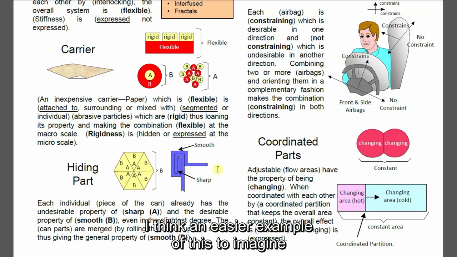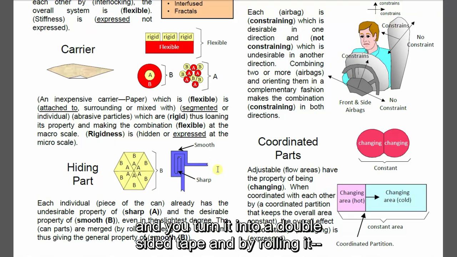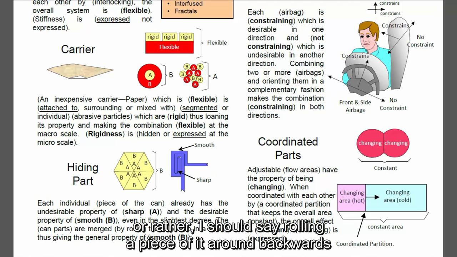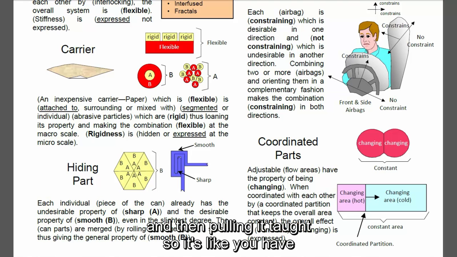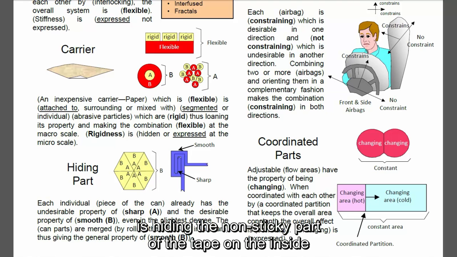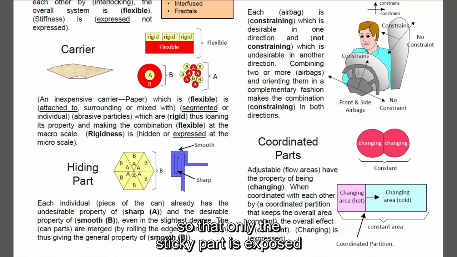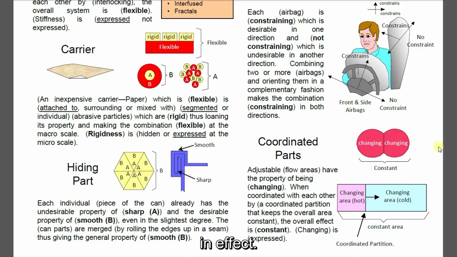I think an easier example of this to imagine is when you take a piece of Scotch tape and you turn it into double-sided tape by rolling it, or rather I should say rolling a piece of it around backwards and then taping it to the back side of the other end and then pulling it taut so that it's like you have a strip of double-sided tape. It's a common trick. And what that's essentially doing is hiding the non-sticky part of the tape on the inside so that only the sticky part is exposed all over so that you can have your double-sided tape in effect.